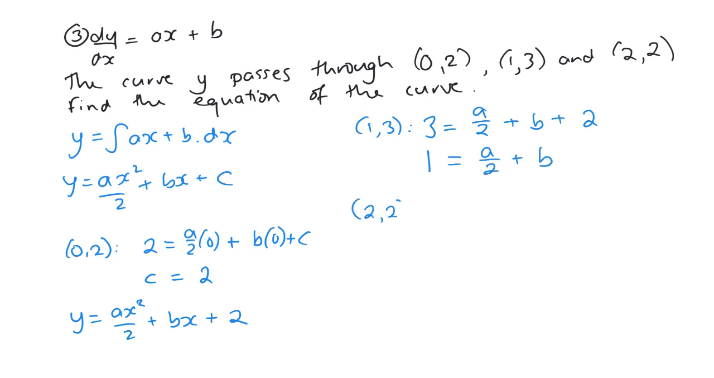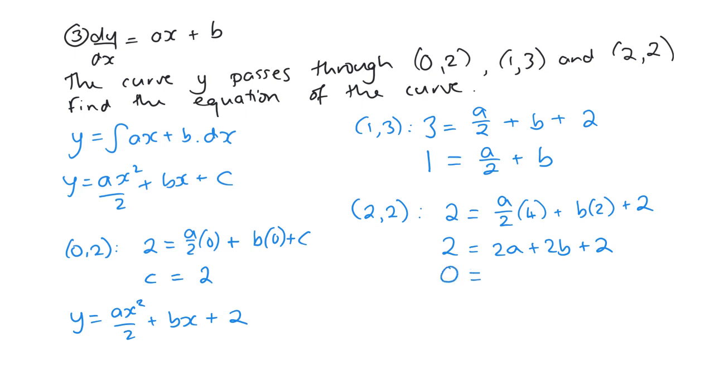Then put in (2, 2). So when y is 2, we get a over 2 times 2 squared, which is 4, plus b times 2 plus 2. So we get 2 equals 2a plus 2b plus 2. Bring that 2 across and we get 0 equals 2a plus 2b.